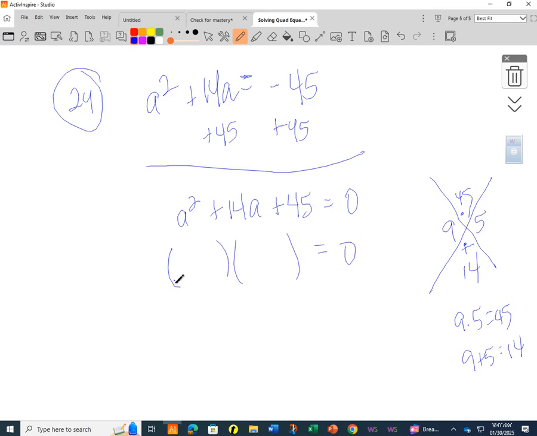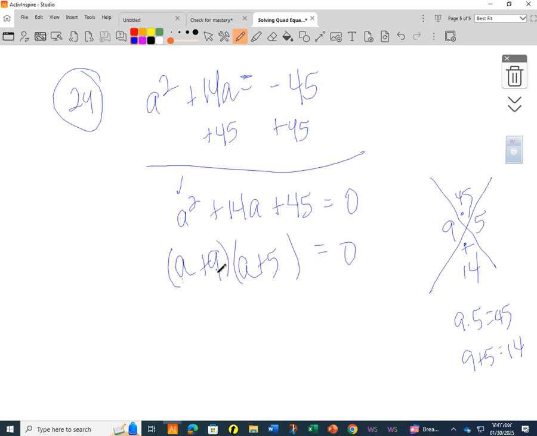Now, if there were a greatest common factor, we would have pulled that out first, just like we did the whole last chapter, whole last unit, okay? So now we know what's going to go in the first spot here. What times what equals a squared? Yep, a times a. And these are both positive, so plus 9 and plus 5.